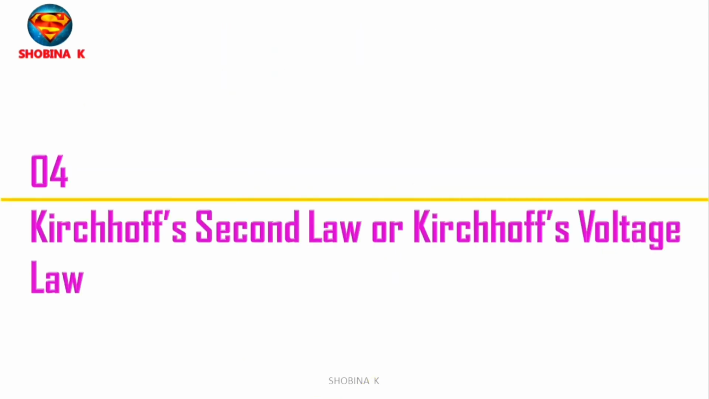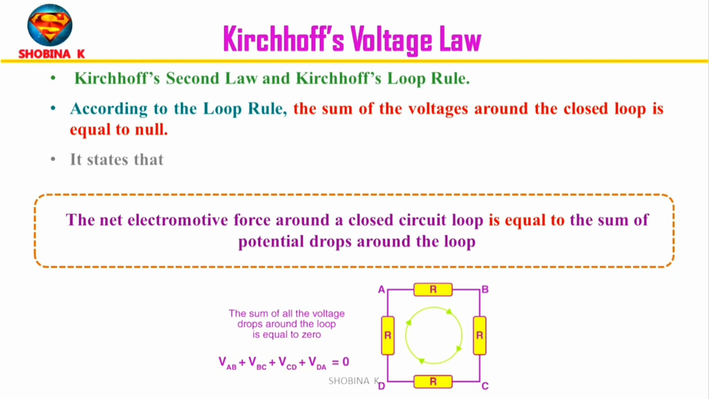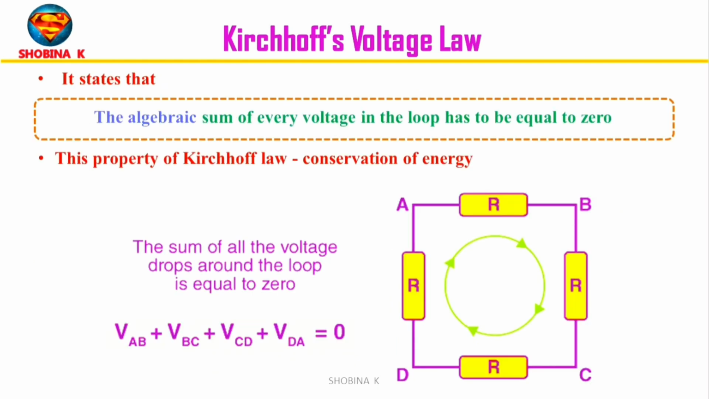Next, we will see Kirchhoff's second law. Kirchhoff's second law is also known as Kirchhoff's loop rule or Kirchhoff's voltage law. According to the loop rule, the sum of all voltages around a closed loop in any circuit must be equal to 0. It states that the net electromotive force around the closed circuit loop is equal to the sum of potential drops around the loop. And it states that the algebraic sum of every voltage in the loop has to be equal to 0, and this property of Kirchhoff's law is called conservation of energy.